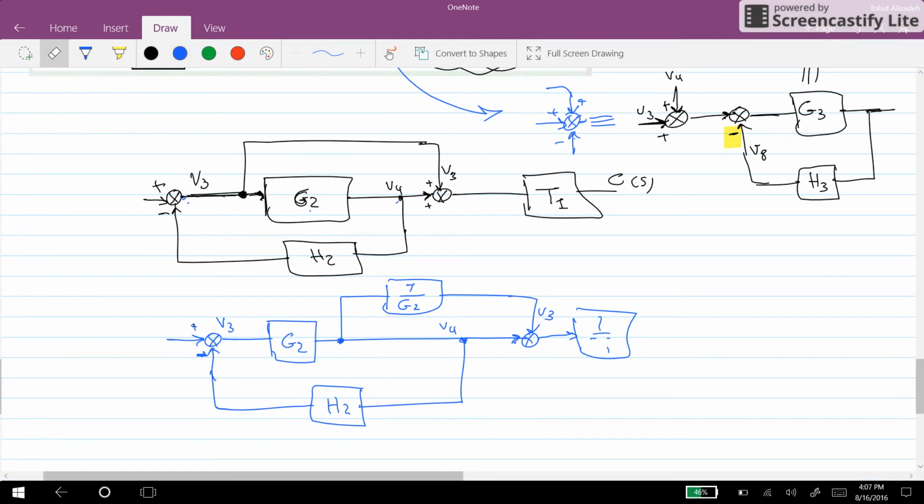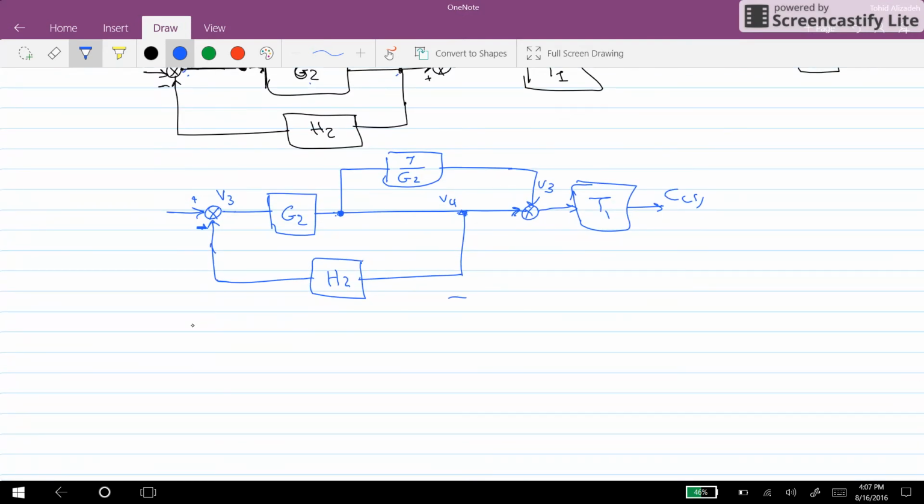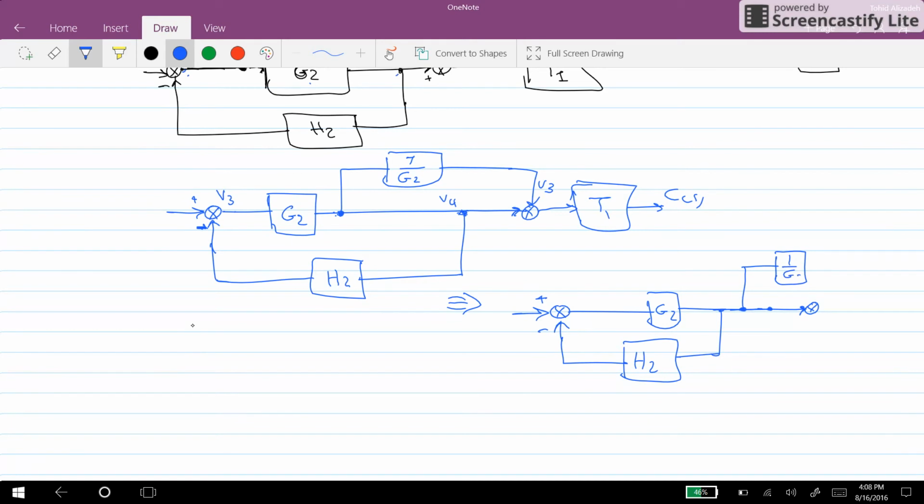We have T1 here. On the other hand, what I can do right now is that I will exchange the location of these two branch points because they are identical to each other. So this will be equivalent to, so I don't need that here. We have plus and minus, H2, G2 as a feedback loop. And then afterwards here we have the summation point in which we have two paths, 1 over G2 and then we have here.